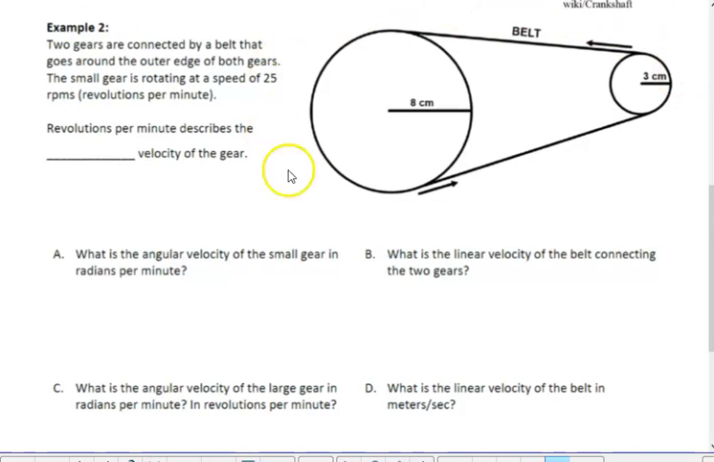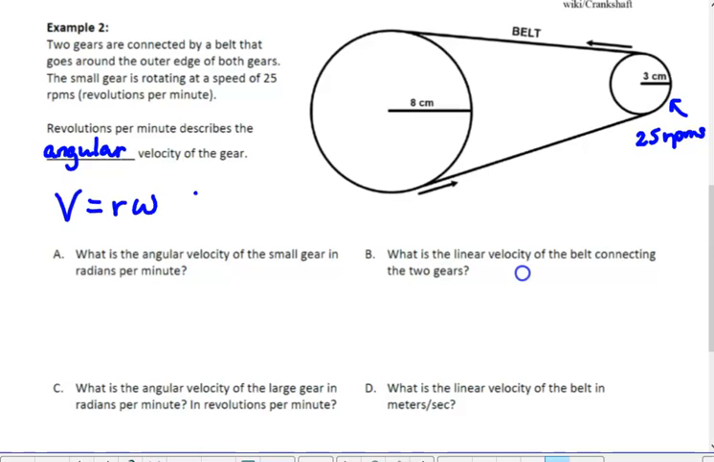So we have 2 gears connected by a belt, and we are given the angular velocity of the little gear in revolutions per minute. It says the small gear is going at 25 RPMs. Now, revolutions per minute is an angular velocity measurement, but it is not the one that we can use in this formula. Omega has to be in radians, not in revolutions per minute.